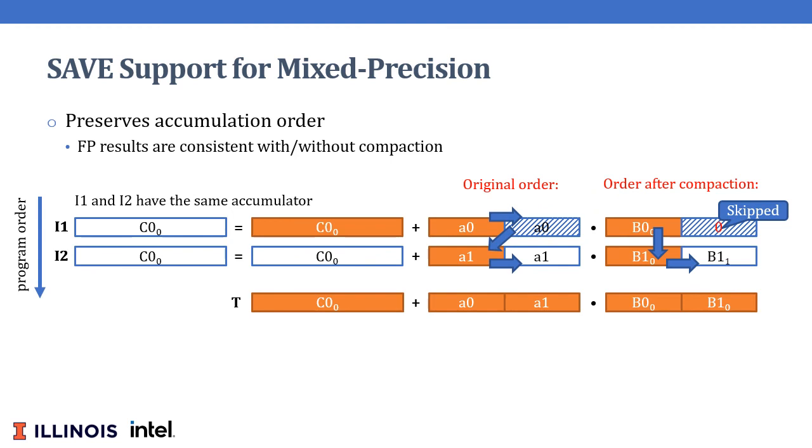This compaction method guarantees that the original accumulation order is preserved. Therefore, the floating point computation results are consistent with and without the compaction. In addition, we make sure that the compaction supports precise exceptions. Please refer to the paper for details.